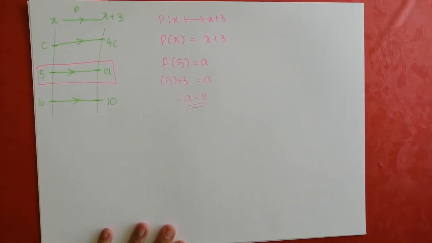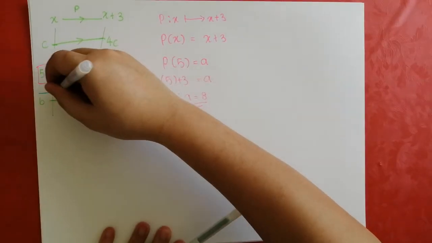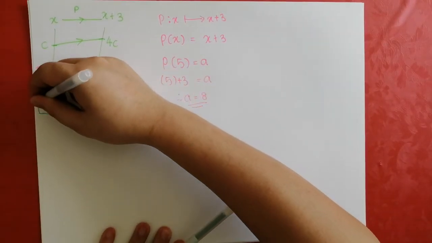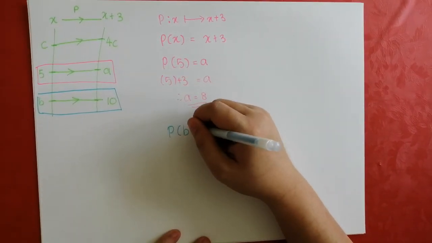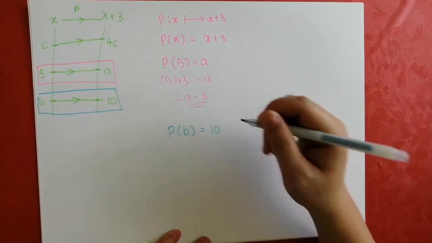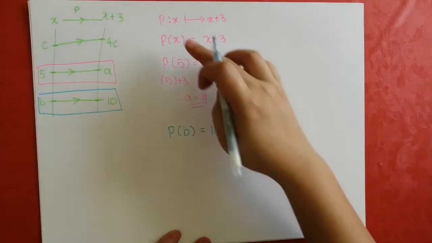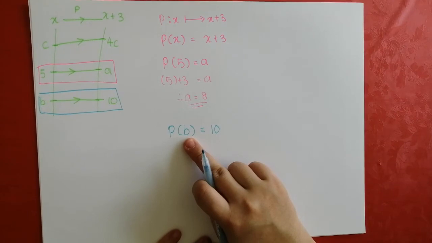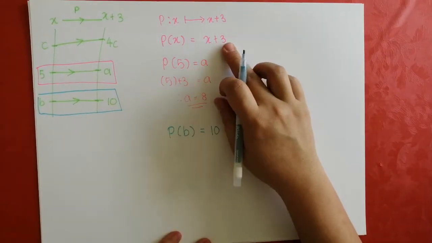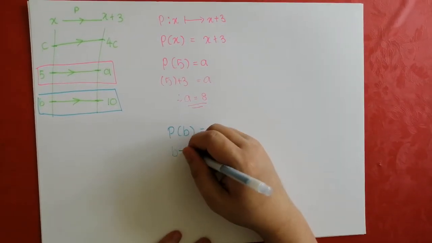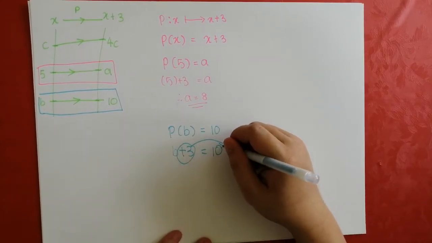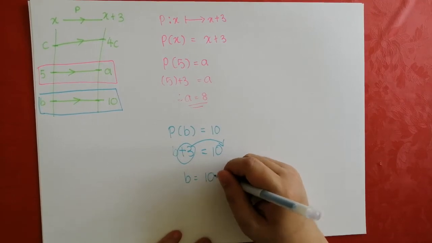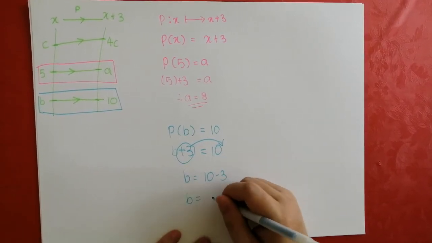The second one, we are looking at this part. Object b is mapped onto 10, which means that p of b is equal to 10. P of b means your x is substituted with b. So x plus 3 becomes b plus 3 equals 10. Plus 3 brought over becomes minus, so 10 minus 3, therefore b is 7.